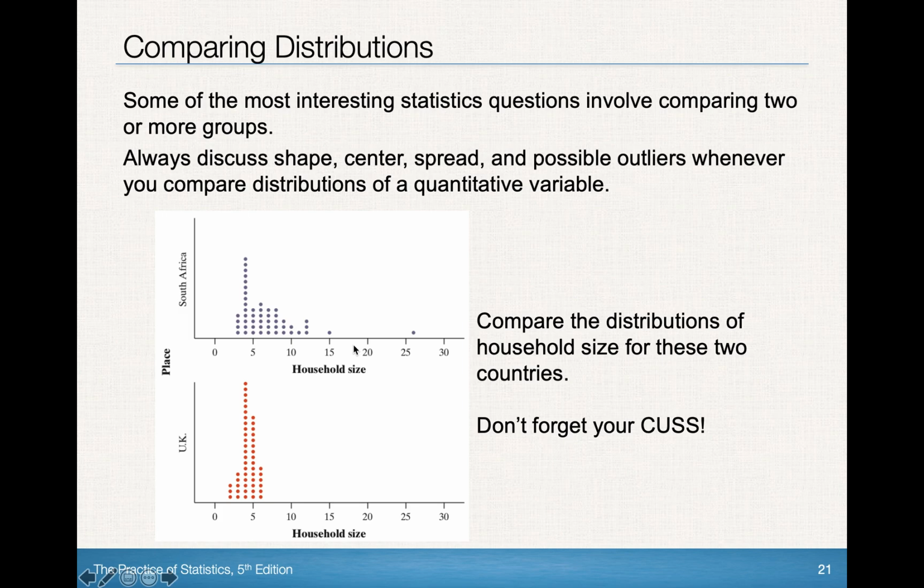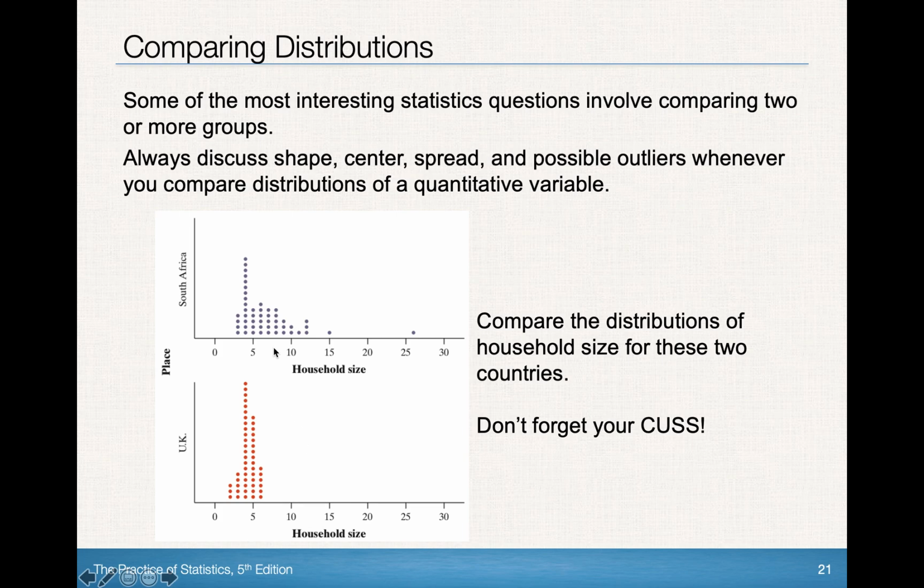So when I'm talking about outliers, I'm just pointing to points and saying these things might be outliers. Later in this chapter, we will mathematically calculate outliers, but right now we're just looking at the overall picture and what points could be an outlier. So these two look like outliers. In the UK, it doesn't look like I have any outliers in that distribution.